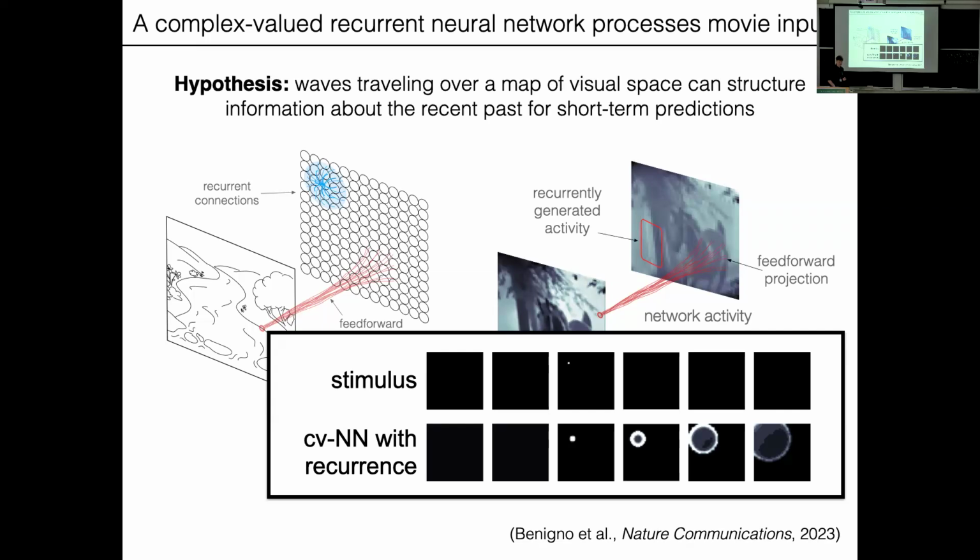In other words, we hypothesize that waves traveling over a map of visual space can structure information about the recent past for short-term predictions. And so I wanted to show this because, again, we're zooming into the single region scale, but we can point to a very specific type of computation that you can do with waves that might not be evident at first.